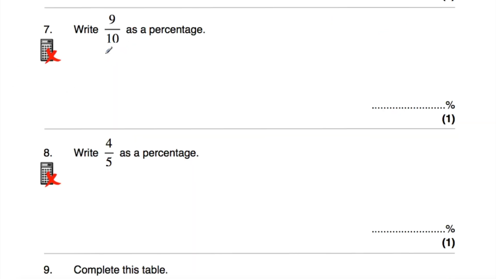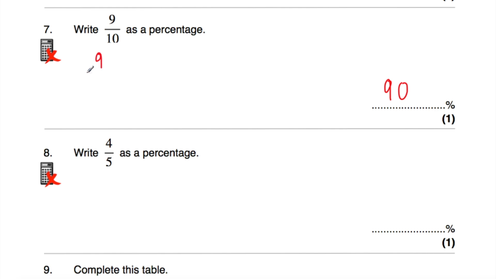Okay, our next question, question number 7. Question number 7 says to write 9/10 as a percentage. So again, this is a useful one to learn off by heart, that 9/10 would be 90%, because 1/10 is 10%, 2/10 is 20%, 3/10 is 30%, so 9/10 is equal to 90%, and just knowing that off by heart. Or even doing 9/10 of 100. So taking 100, dividing it by 10, that's 10%, and then times it by 9 would be 90%.